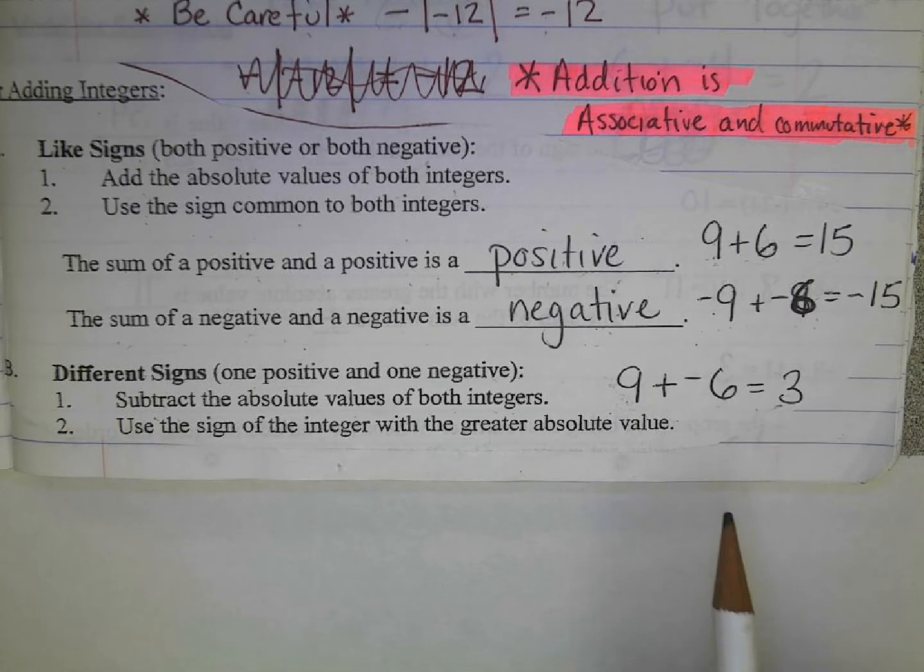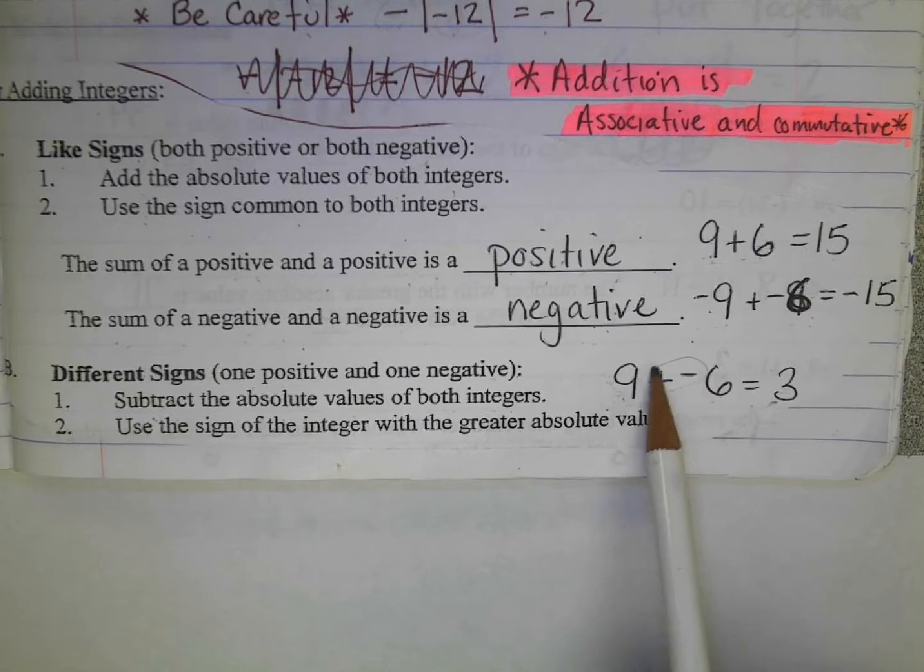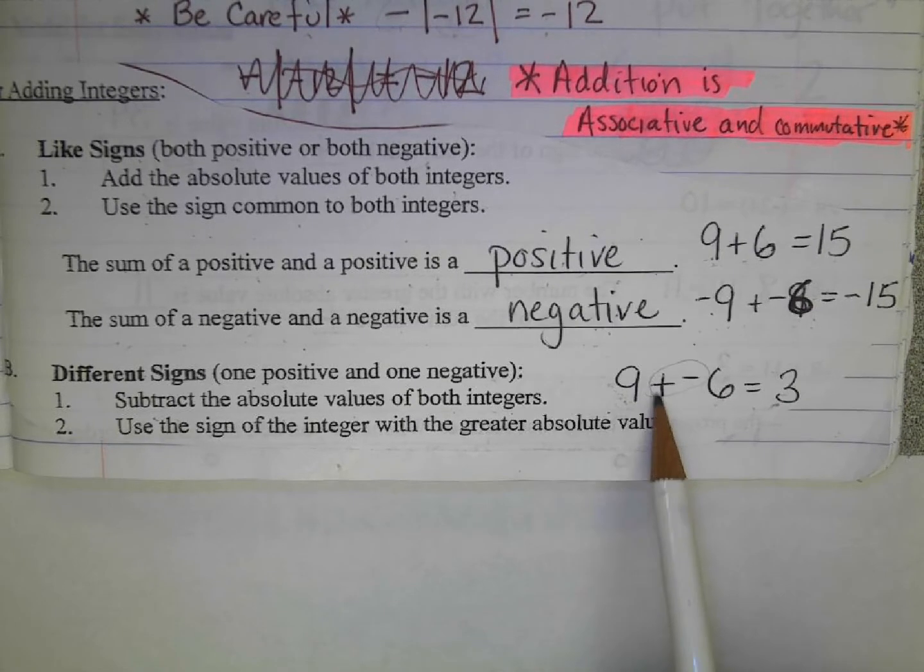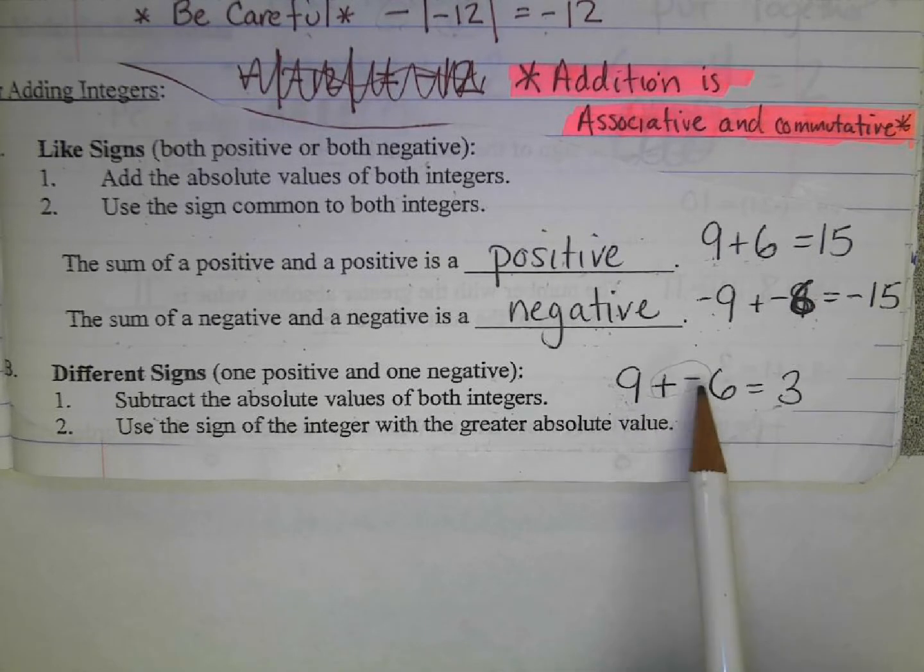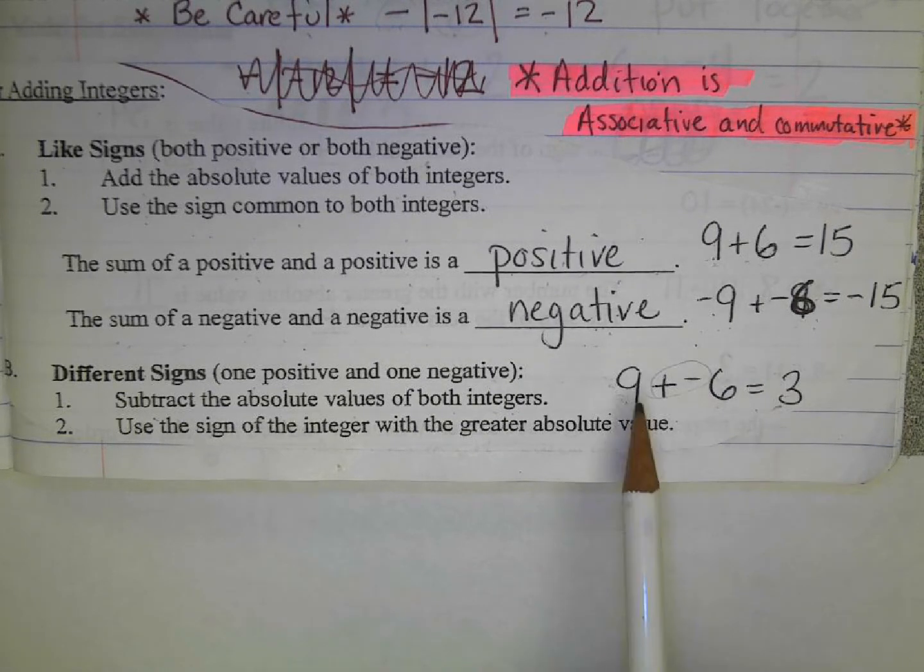That's one way to look at it. Another way to look at it is when the signs are different in the middle, between the two integers, I just like to put a big subtraction. All right? And then I look at which one is the bigger one. Well, 9's the bigger one, so I'm going to use that sign.